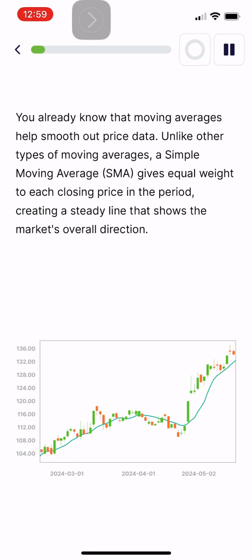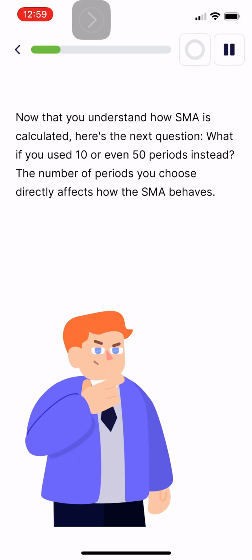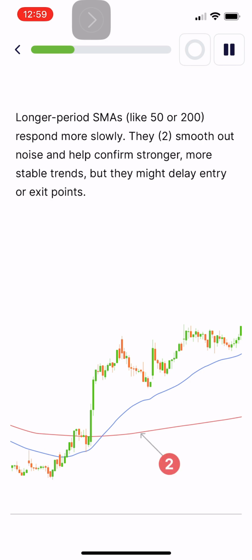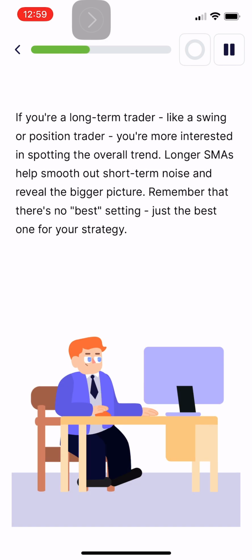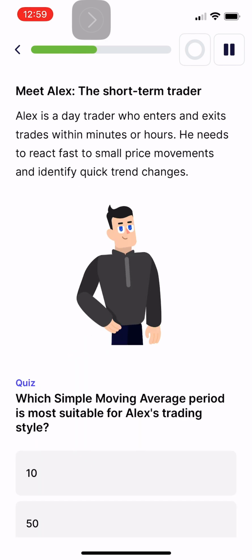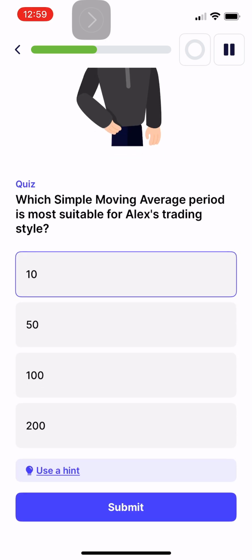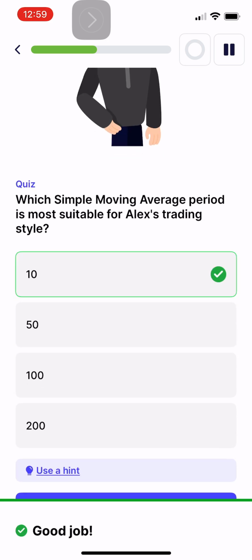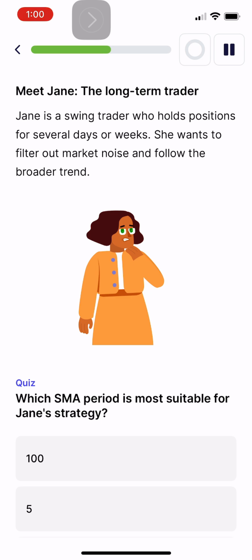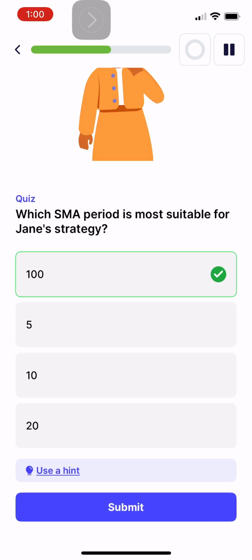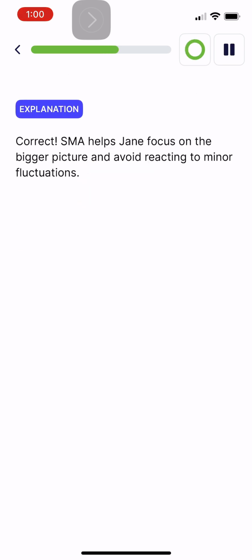It's time you already know to calculate an SMA. Now that you understand longer period SMAs, the length of the indicator. Time for a quick quiz. Alex is a day trader who enters an EMA. Yes, you're right. Exactly. Time for a quick quiz. Jane. Yes, you're right. Correct.